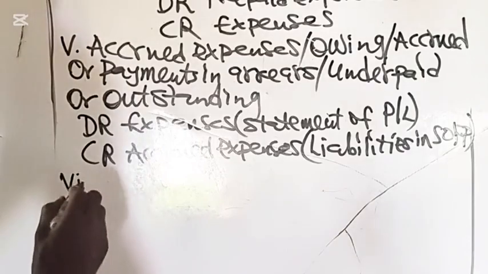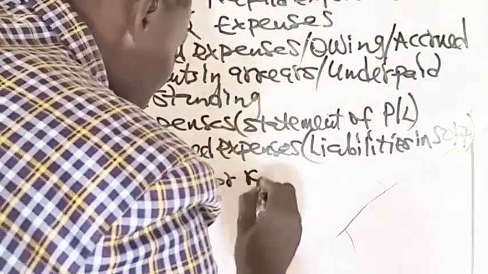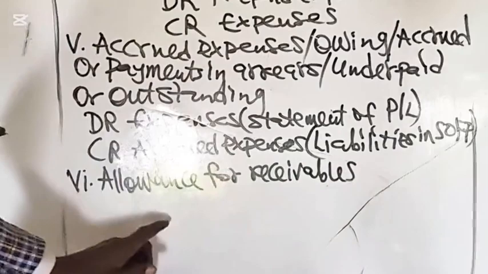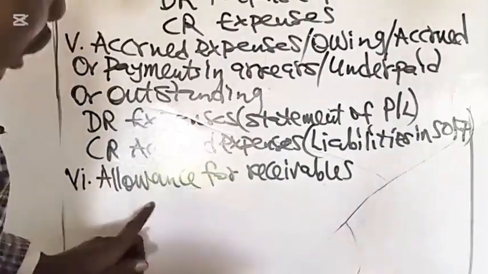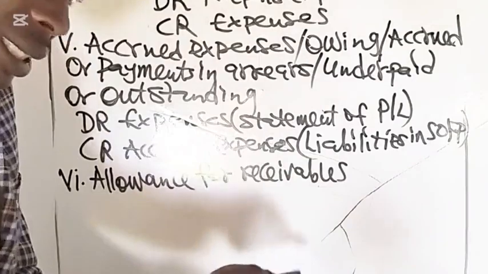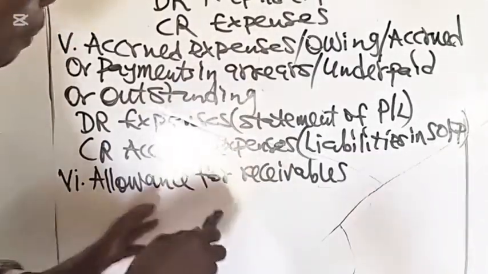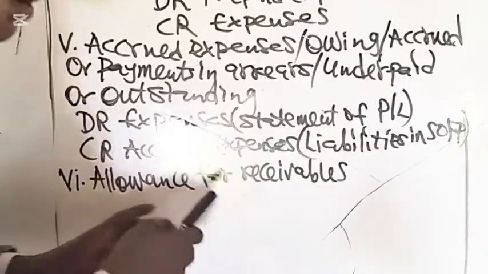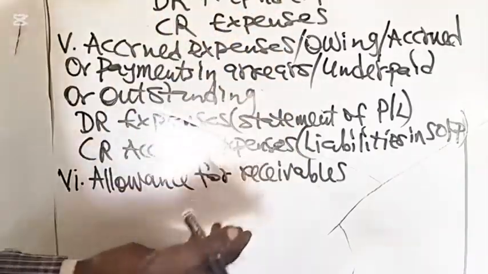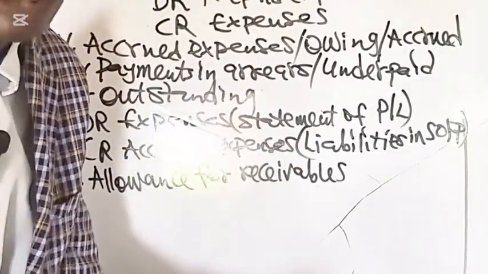Now, number 6 item I'm about to look at is allowance for receivables, or provision for bad or doubtful debts. Allowance for receivables, provision. This is an estimate. Allowance for bad debts, allowance for receivables is an estimate. This hasn't actually become bad. It hasn't become bad, but based on your past knowledge, you want to make provision for that in line with the prudence concept or the convention of conservatism.